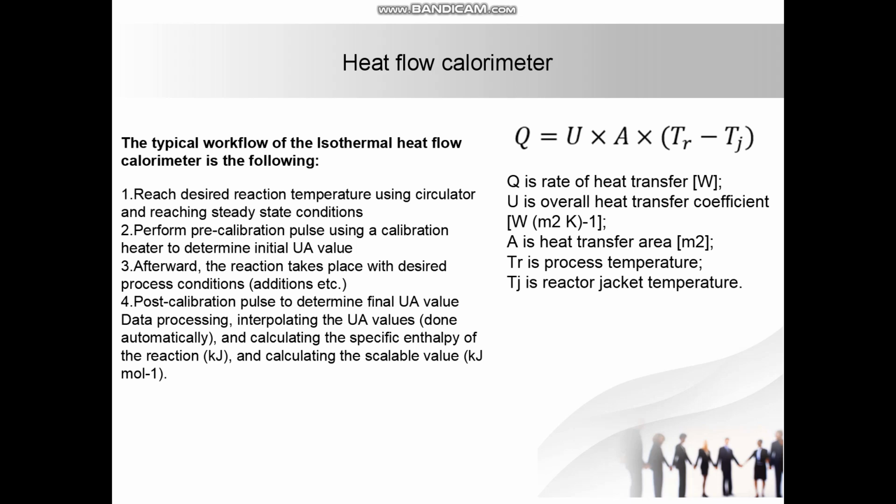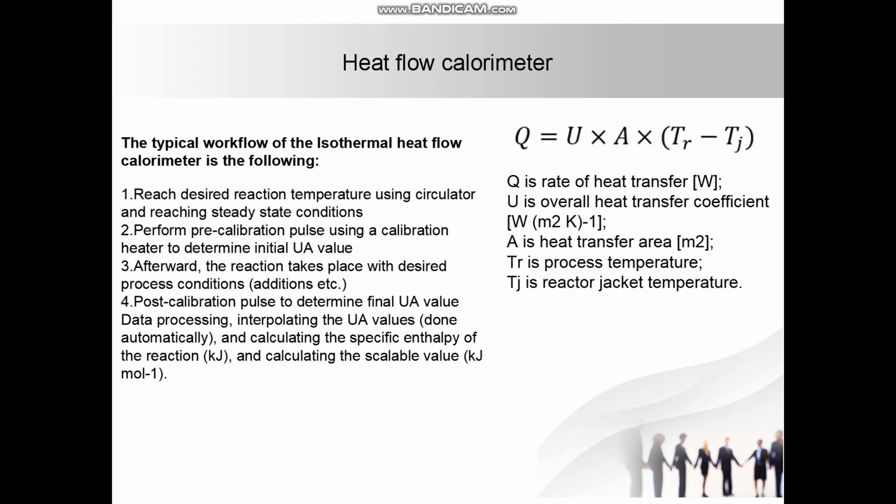What is a heat flow calorimeter? As you can see the equation, Q equals UA times (TR minus TJ). TR is the process temperature and TJ is the jacket temperature. The calorimeter is basically a batch reactor equipped with heating and cooling circulations, and there is material addition inside the reactor leading to a reaction causing exotherm. So to measure the heat of reaction, the parameters that are required to be known are U, A, and delta T.